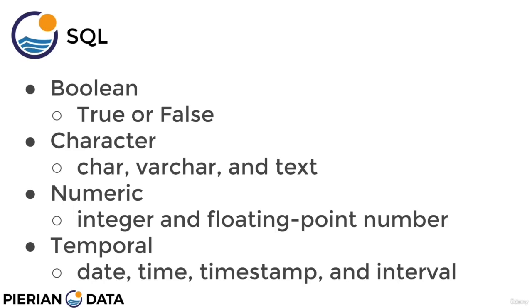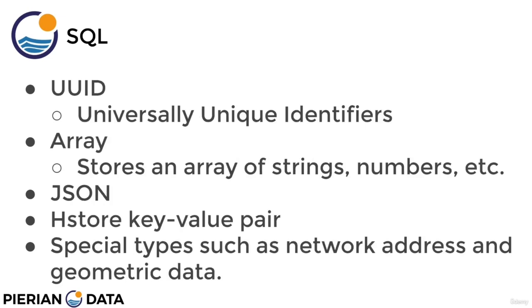So we have these generalized categories that we're familiar with, and then we actually have data types within those categories. Some other not as common ones are things like UUID, or Universally Unique Identifiers, which is essentially an algorithmically unique code in order to make sure you have a unique identifier for a particular row. Then you also have things like arrays, which store an array of strings, numbers, etc. You can also store things like JSON. There's HStore, which is a key value pair, and there's special types such as a network address and geometric data.